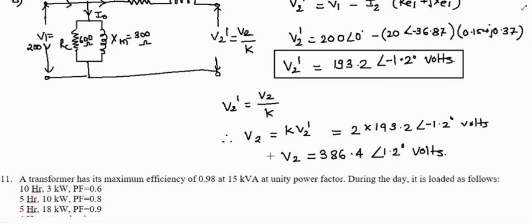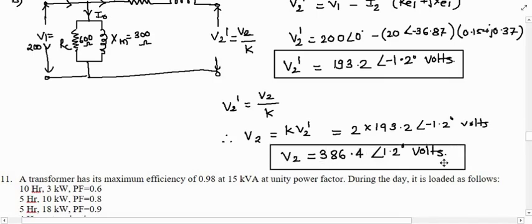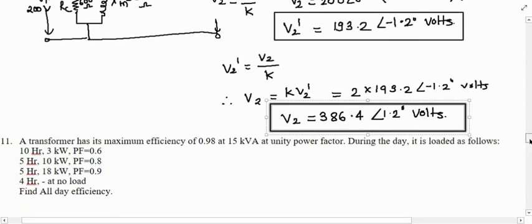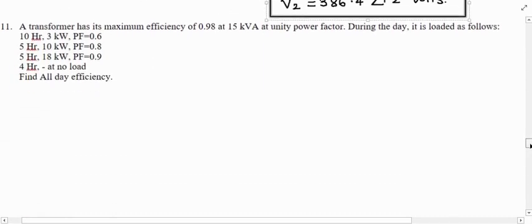So this is a very simple problem. Don't get confused in this. First of all, we have to see what are the quantities given, and from those quantities what we can find out. Now let us move to the next problem, which is based upon the calculation of efficiency of the transformer.